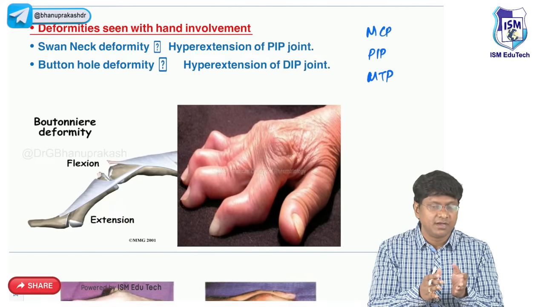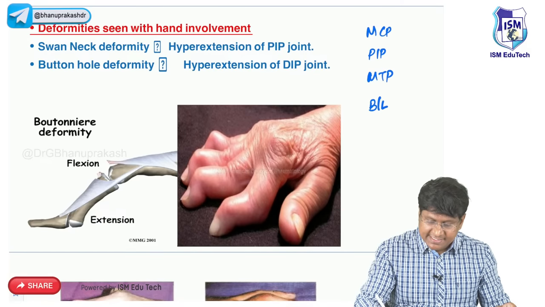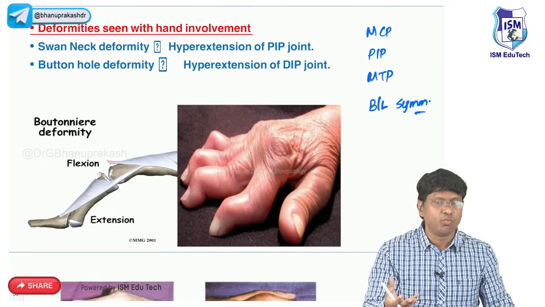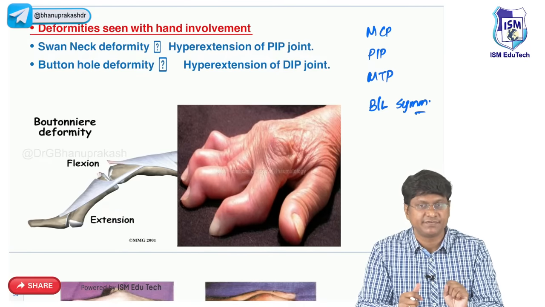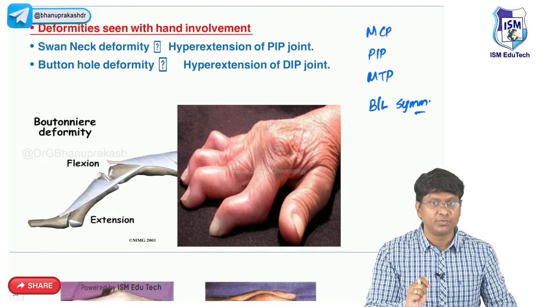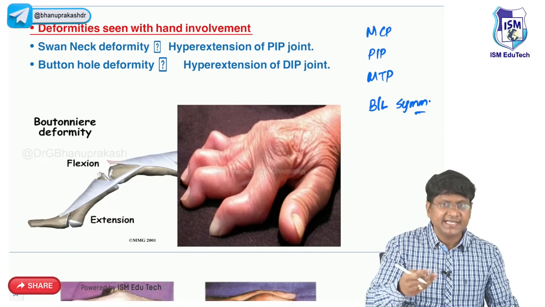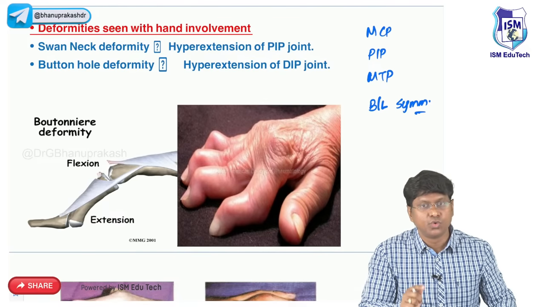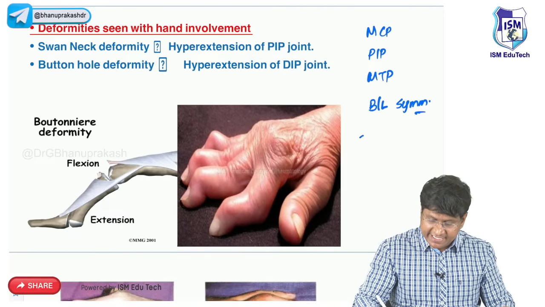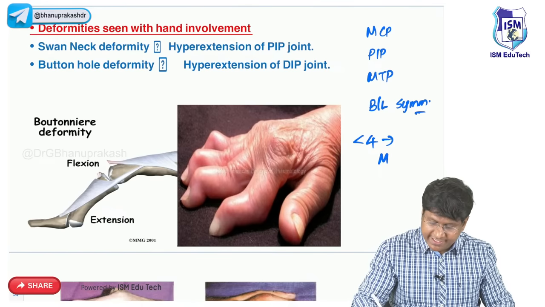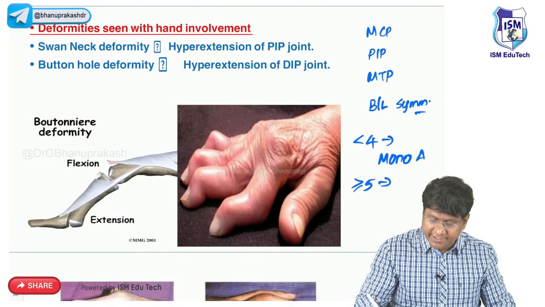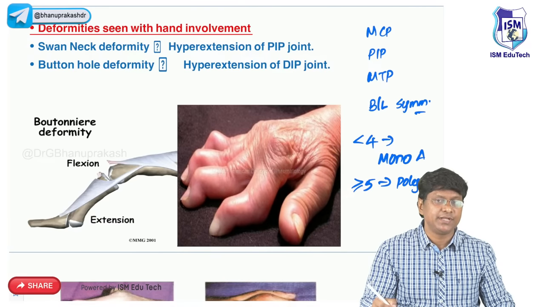And what is the nature of this disease? It is a bilaterally symmetrical disease. Right, it is bilaterally symmetrical. And what will be the joint manifestation? That is early morning stiffness, and this early morning stiffness will be there for more than 1 hour. This stiffness decreases as the physical activity of the individual goes on. Depending upon the joint involvement, if less than 4 joints are involved, then we call it monoarticular rheumatoid arthritis, and if 5 or more joints are affected, then we call it polyarticular rheumatoid arthritis.